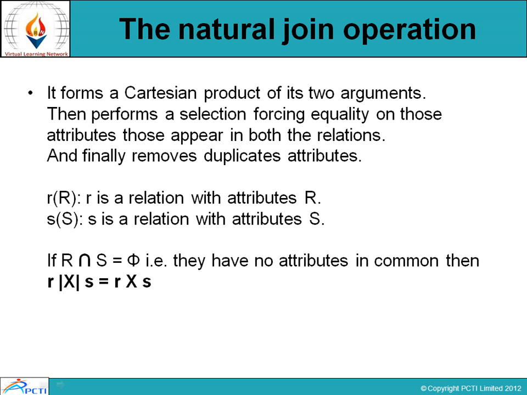Here R and S are the two relations with attributes denoted by capital R and capital S. If I use here R intersection S is equal to empty set, meaning there is no common attribute, then the result representation is like this: R natural join S is equal to R Cartesian product S.